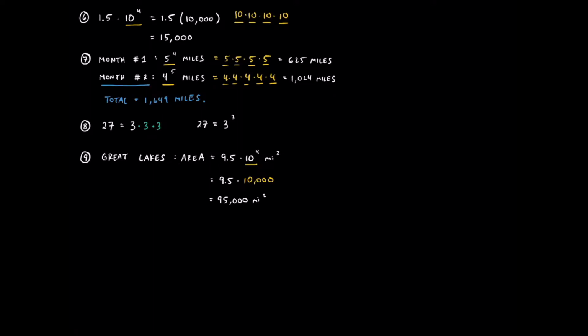So if you're wondering what 95,000 square miles actually is, just try to imagine a square that's 1 mile by 1 mile. So that's a very big square, right? And imagine there's 95,000 of those square miles. So that's quite a large area to cover. Okay.